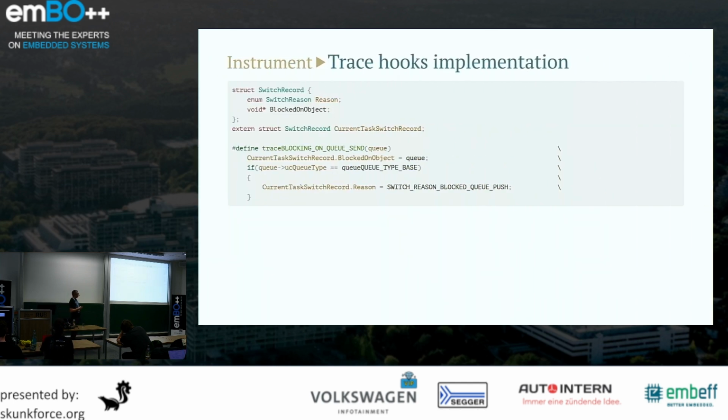An even more complicated example is tracing why a task was blocked, which is kind of important information to us. FreeRTOS gives us this information in a series of trace blocked on something macros. These macros are just saving in some global state the reason of a task switch that will happen a few instructions later. But we are not sending any trace event right here, so we're just saving information for a bit later.